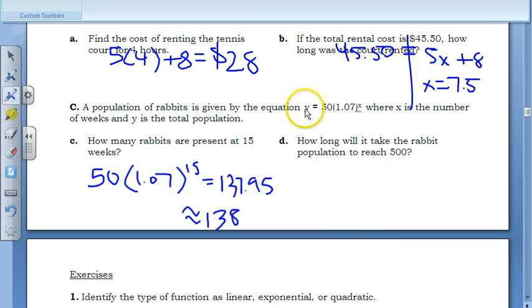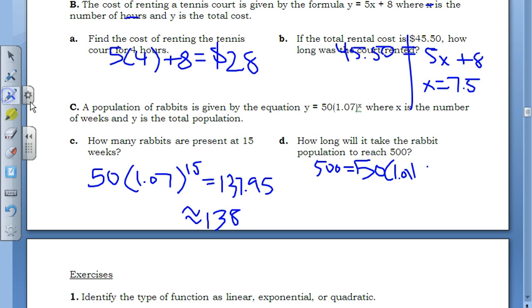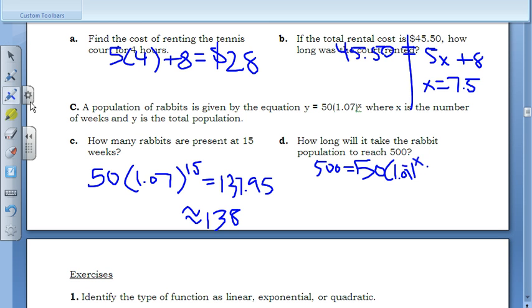The next is substituting 500 in for Y. So that's supposed to be 1.07 parentheses x, and I'm gonna stress the guess and check method again. So 50, 1.07, try different values for x until 500 comes out as the answer.